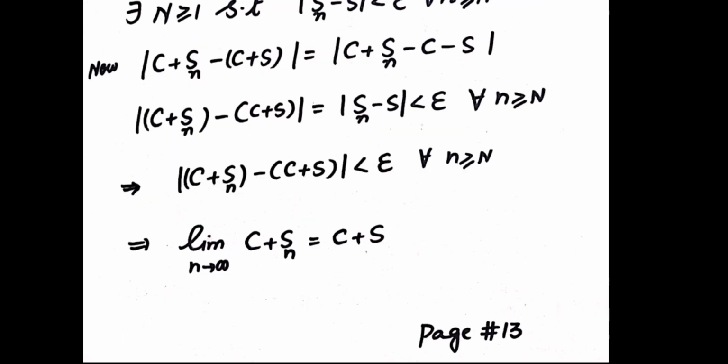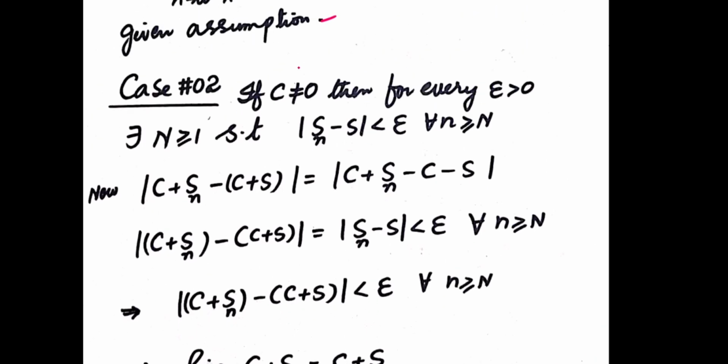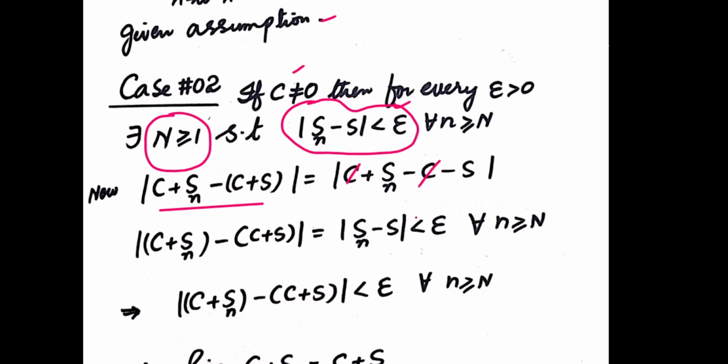Case number 2, if C is not equal to 0, then for every positive real number epsilon, there exists a positive integer n such that absolute Sn minus S is less than epsilon. This is the convergence of Sn. We have to show this expression should be less than epsilon. So consider absolute C plus Sn minus C plus S. Cancelling C, this is equal to absolute Sn minus S. As Sn minus S is less than epsilon from here, this becomes less than epsilon.